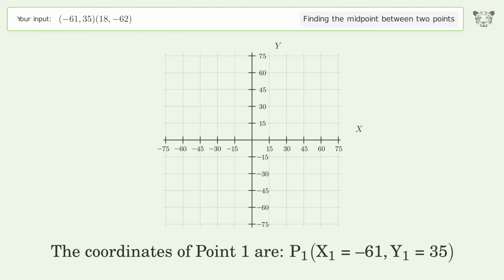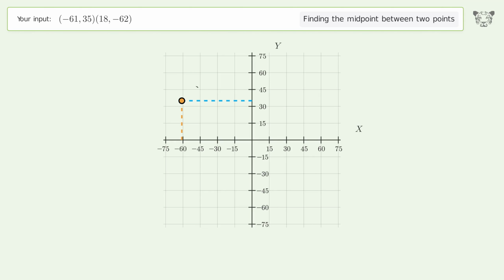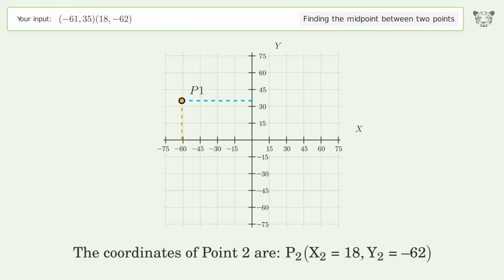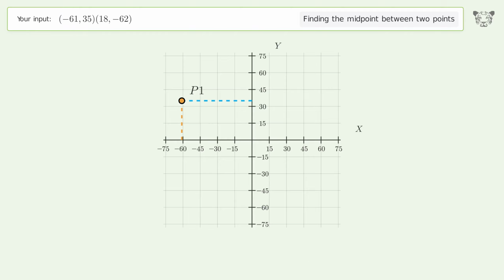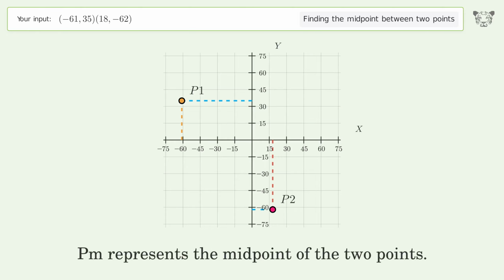The coordinates of point 1 are, x1 equals negative 61, y1 equals 35. The coordinates of point 2 are, x2 equals 18, y2 equals negative 62. PM represents the midpoint of the 2 points.